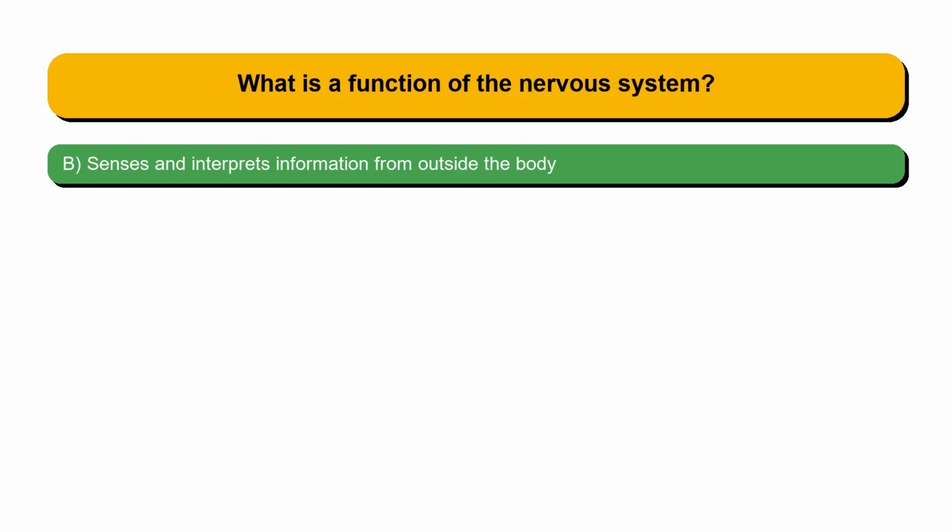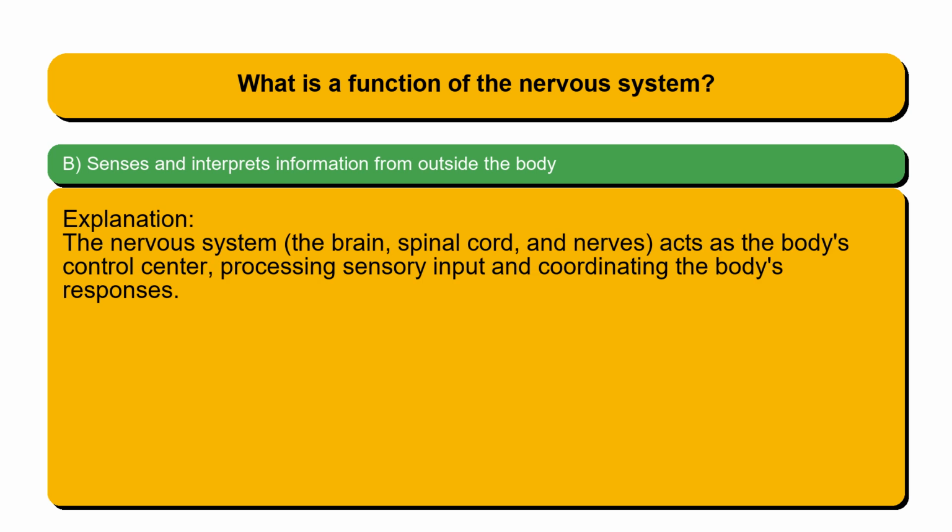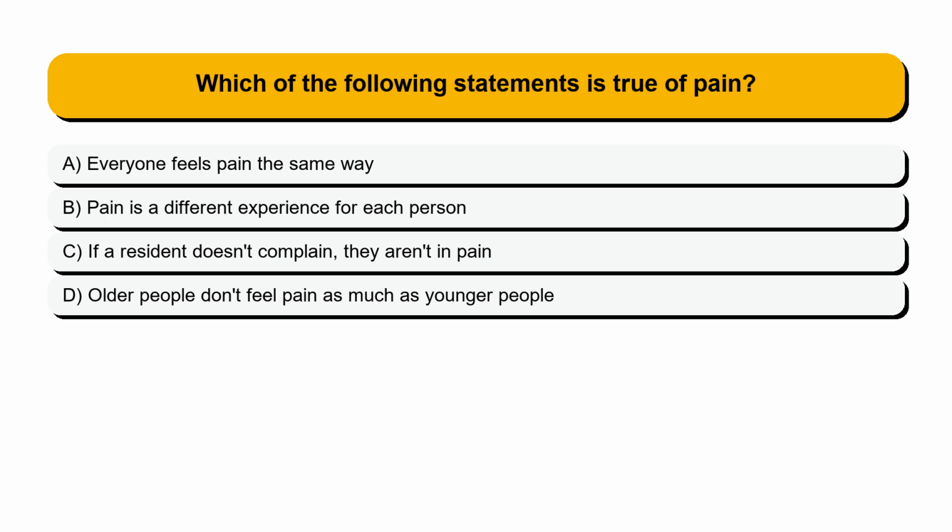Senses and interprets information from outside the body. The nervous system, the brain, spinal cord, and nerves, acts as the body's control center, processing sensory input and coordinating the body's responses.